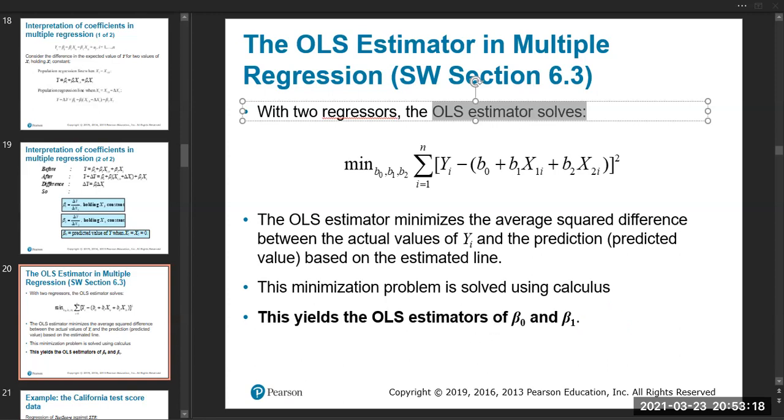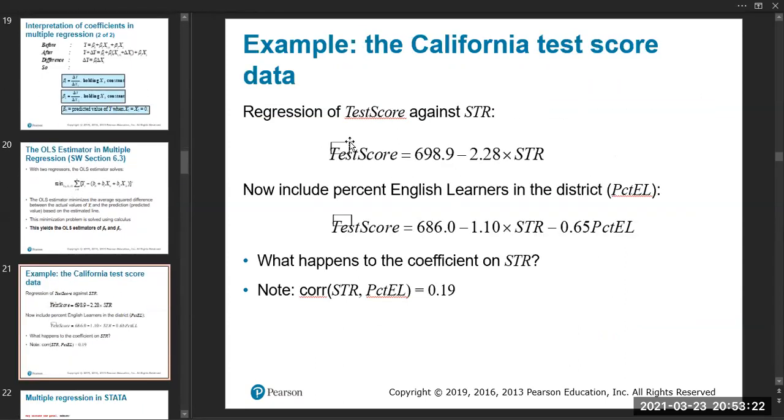Okay, let's take a look at an example. The first regression is what we have run before. Test score is 698.9 minus 2.28 times STR.